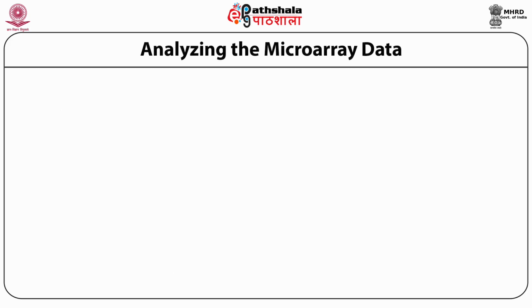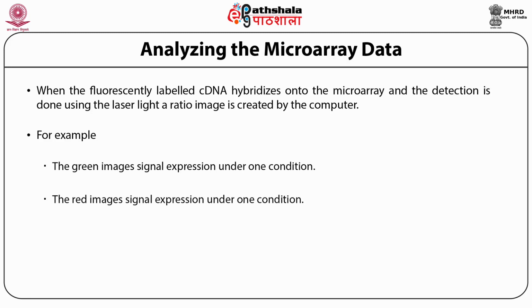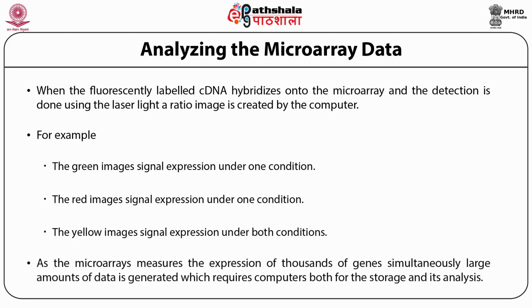Analyzing the microarray data. When the fluorescently labeled cDNA hybridizes into the microarray and the detection is done using the laser light, a ratio image is created by the computer. For example, the green images signal expression under one condition, the red images signal expression under the other condition, the yellow images signal expression under both conditions. As the microarrays measure the expression of thousands of genes simultaneously, large amounts of data is generated, which requires computers both for the storage and its analysis.